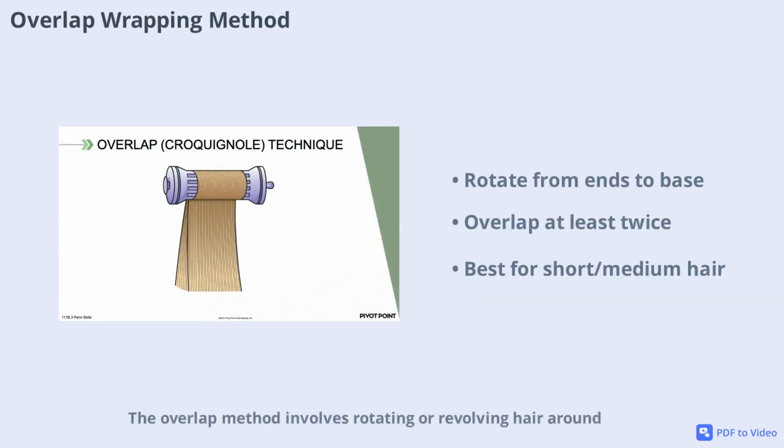The overlap method involves rotating or revolving hair around the perm tool from the ends up to the base. Each revolution overlaps the previous one, and the strand should overlap at least twice for a complete curl pattern. This technique is best for short to medium-length hair and produces curls and undulating waves with strong base lift.